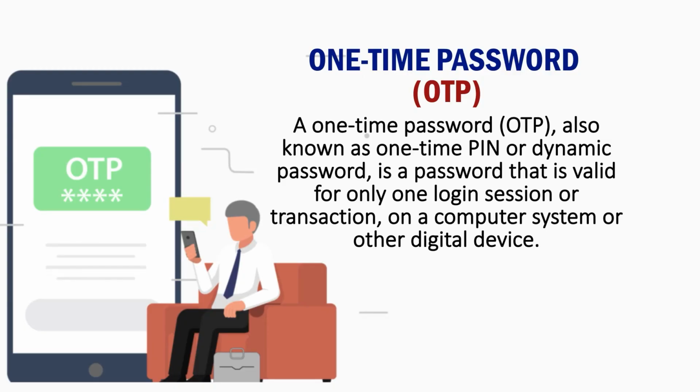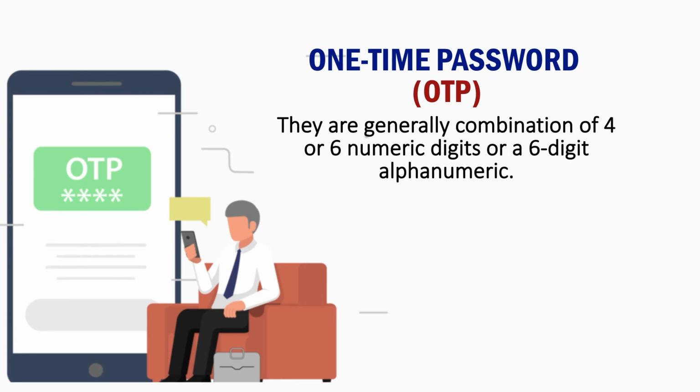This is the way by which a one-time password, also known as one-time PIN or dynamic password, is a password that is valid for only one login session or transaction on a computer, and it has a certain time frame also, that it can be used for a certain time, 5 minutes, 10 minutes or 2 minutes. After 2 minutes or 5 minutes it will be expired and you have to put it again. There was a time when OTP was a combination of 4 digits, but right now it has alphanumeric as well as numeric digits also. So it's quite authentic now and good also.